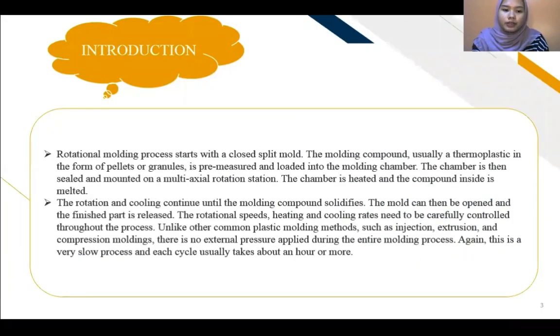First, introduction. Rotational molding is a relatively slow process that is capable of making large one-piece hollow plastic objects at a cost lower than most other plastic molding processes. The rotational molding process starts with a closed split mold. The molding compound, usually a thermoplastic in the form of pellets or granules, is pre-measured and loaded into the molding chamber. The chamber is then sealed and mounted on a multi-axial rotation station. The chamber is heated and the compound inside is melted.